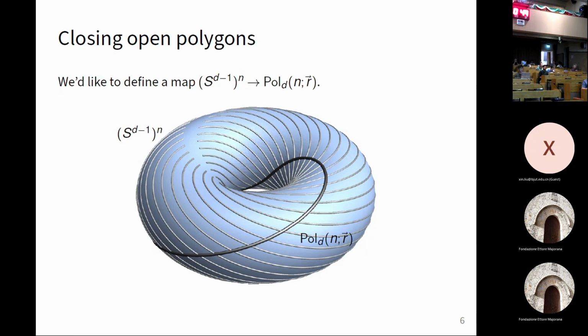So any sort of map like that would define some kind of retraction from open to closed polygons. For instance, you could take the nearest closed polygon in Euclidean space or in the metric on the product of spheres. But what you'd like is for this to have nice properties. And that's hard to do with an ad hoc algorithm.